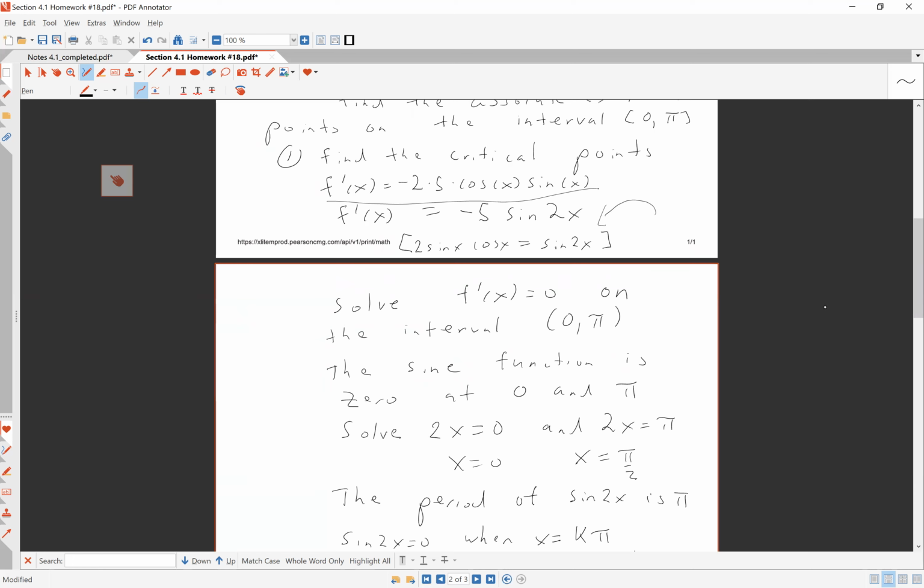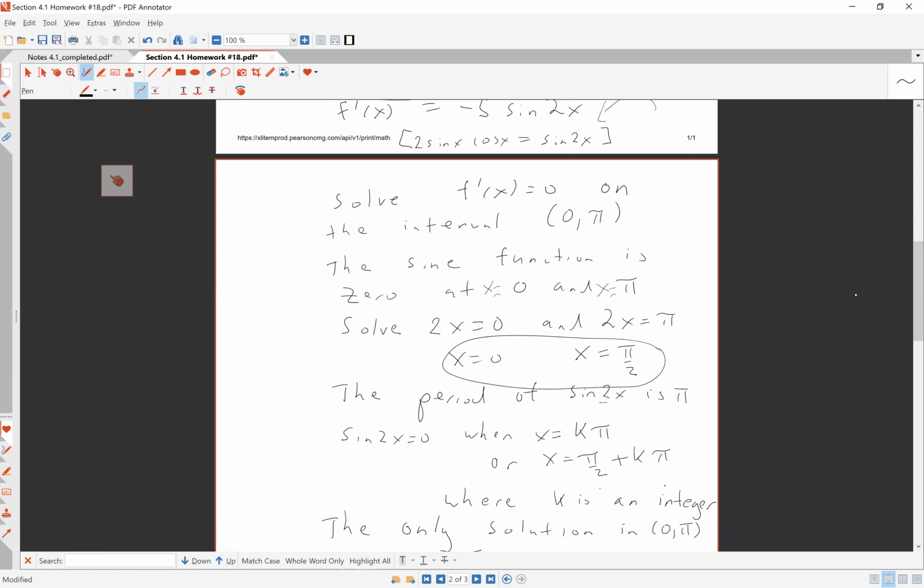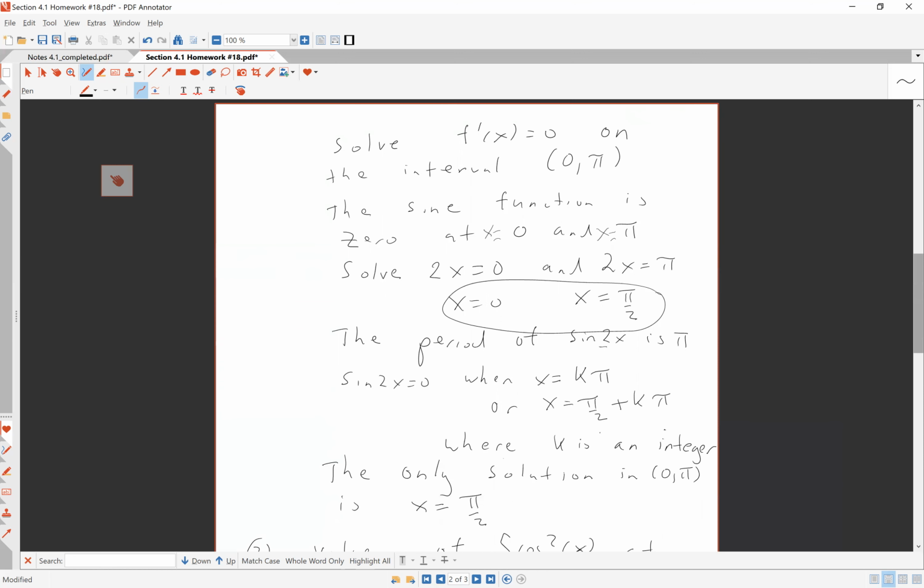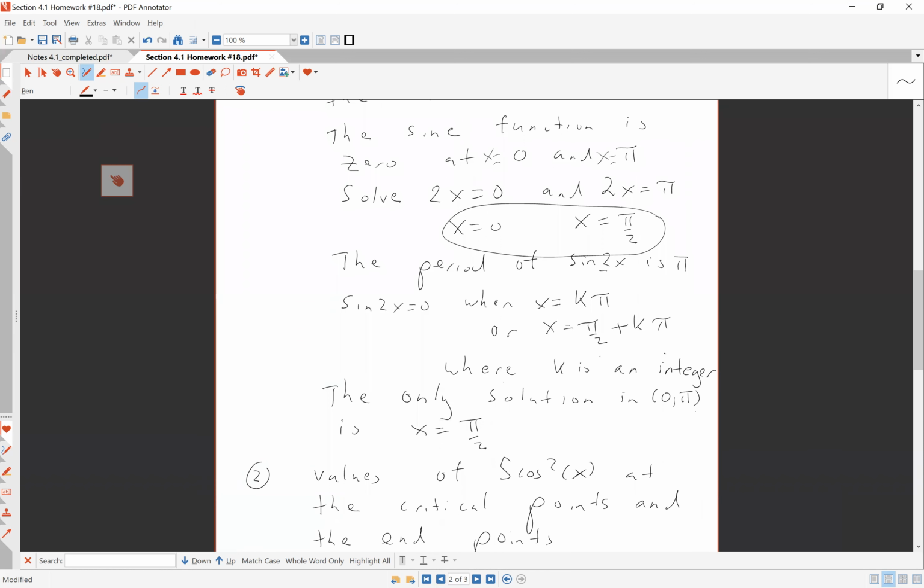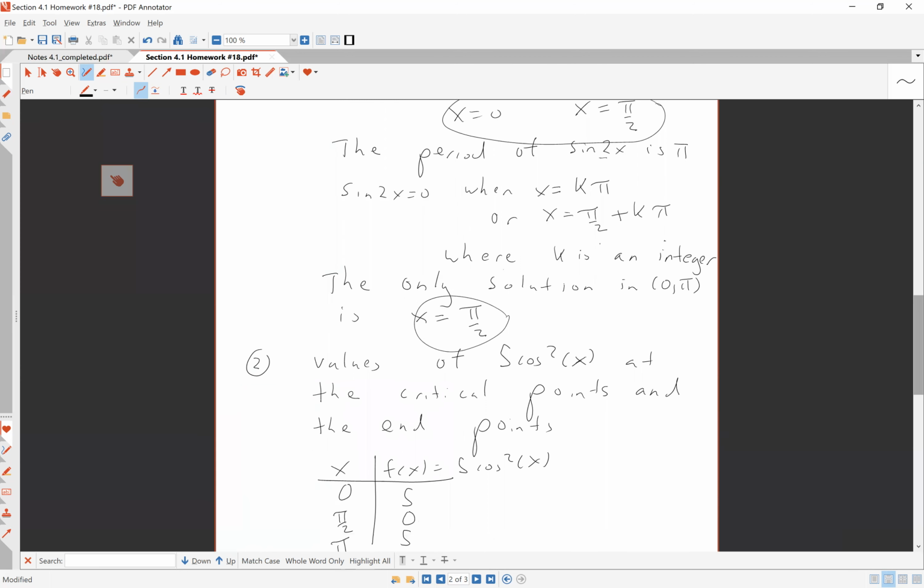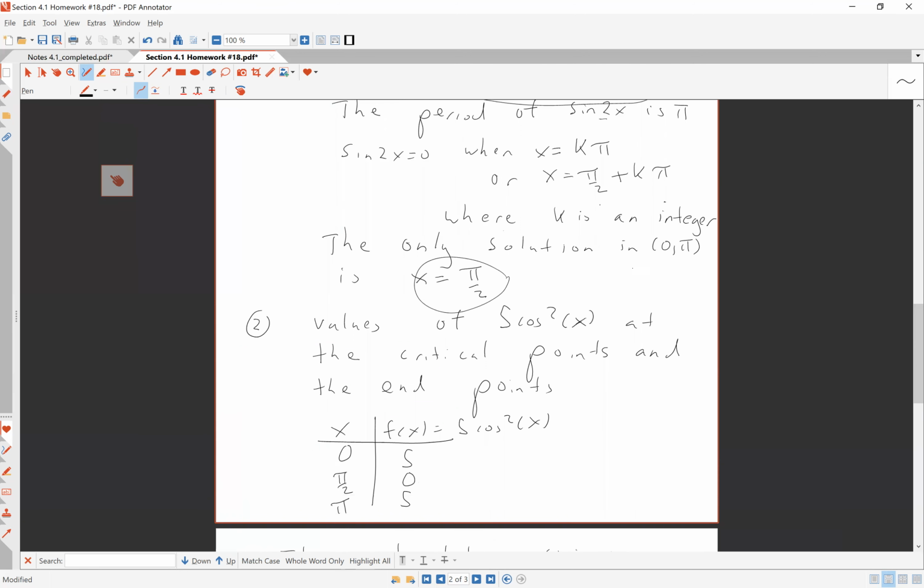So sine of 2x is 0 when x is equal to a multiple of pi, or when x is equal to pi over 2 plus some multiple of pi. Okay, so the only solution in 0 to pi is x equal to pi over 2. Now let's just look at the critical points and the endpoints. There's only one critical point. That's the only place where the derivative is 0 in the open interval from 0 to pi.